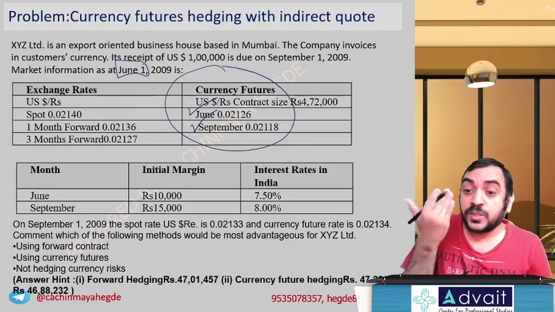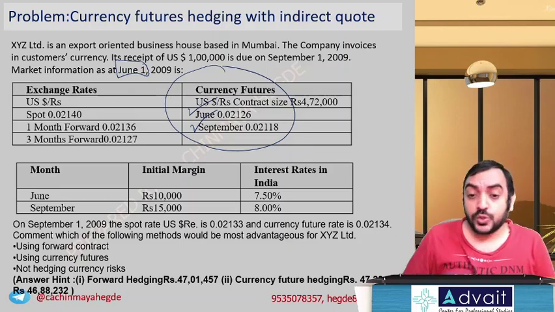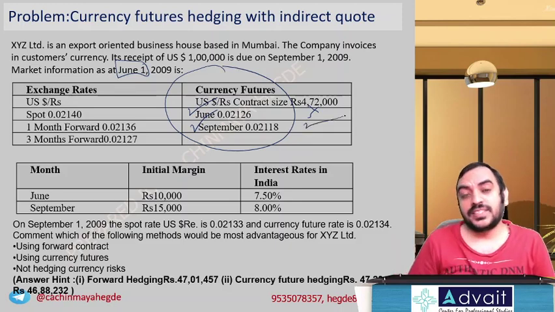And we are going to receive the money when? Only September. So June future is not correct. We are in June, but we don't want June. We want future, which means we want September.